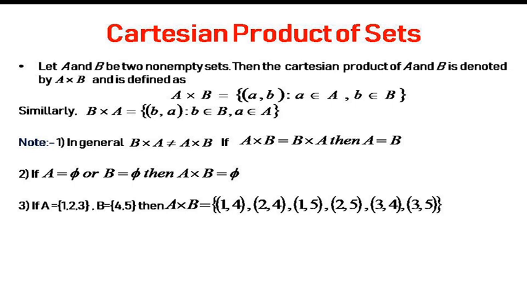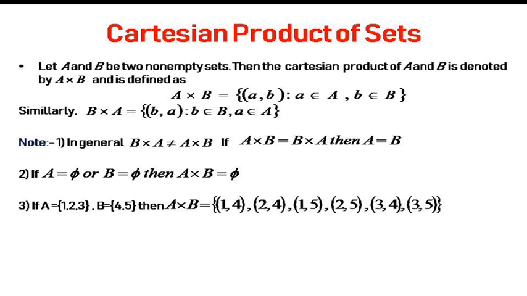If A cross B is equal to B cross A, then A should be equal to B. That is, if the ordered pair (a, b) is equal to the ordered pair (b, a), then small a should be equal to small b. In a Cartesian product A cross B, if any of these sets is equal to phi, that is the empty set, then the Cartesian product always comes out as an empty set.